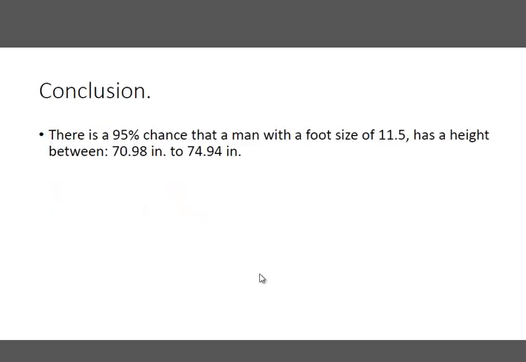The way you write your conclusions for these looks a little something like this. So there's a 95% chance, because again, this is all based on probabilities. It's not 100% certain. It's based on how certain you want to be. Typically, with researchers, 95% is very common, because again, that's a very good chance. But there's a 95% chance that a man with a foot size of 11.5 has a height between 70.98 to 74.94, and the upper level math is proof of this, that 95% of the time this will be the case. So again, this allows you to make some predictions.